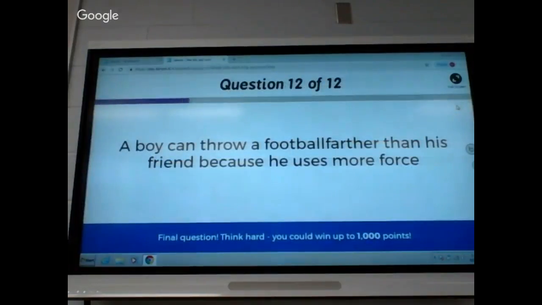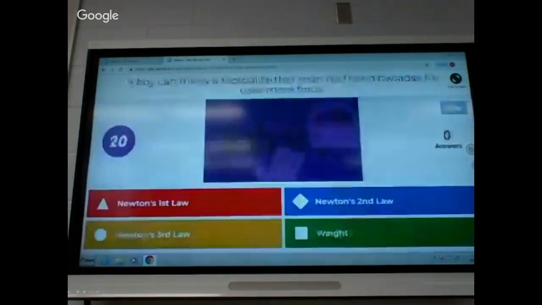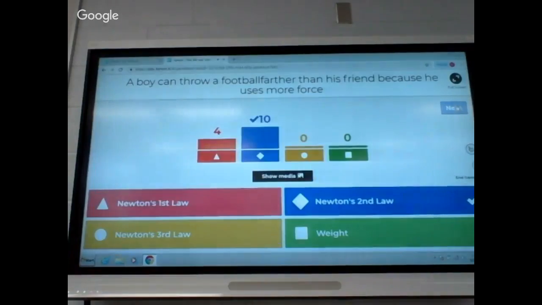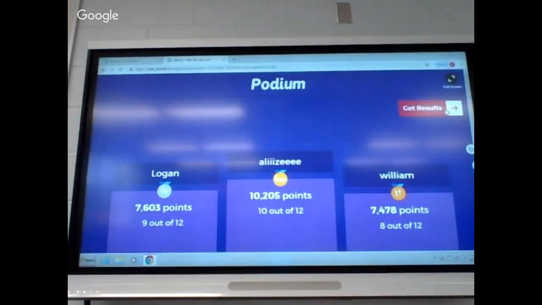All right, last question. A boy can throw a football farther than his friend because he uses more force. So what would it be? Hallelujah. Okay, that one is Newton's second law. See how it specifically mentions force that time? That would be an example of the second law. All right. There we go. There are the top 3.